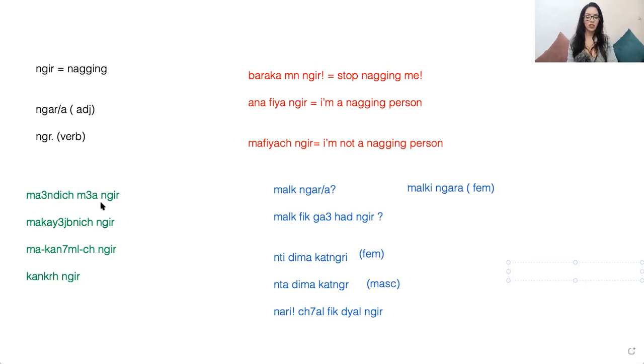ما عنديش مع نغير. ما عنديش literally means I don't have it. مع is with. نغير is nagging. ما عنديش مع نغير, I don't have it with nagging, to mean I don't want to deal with it. I don't like it, okay? So yes, you would say ما عنديش مع نغير, and that's like stopping the other person, showing them that I really don't like this.